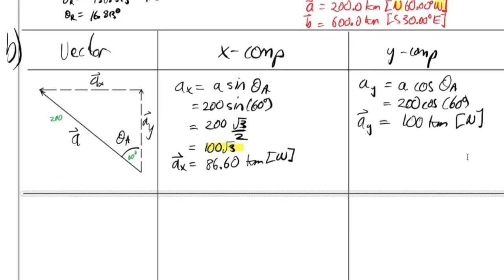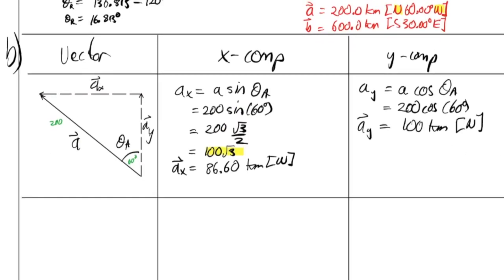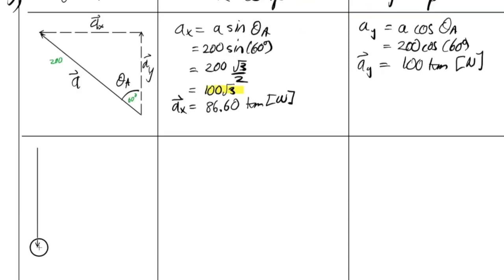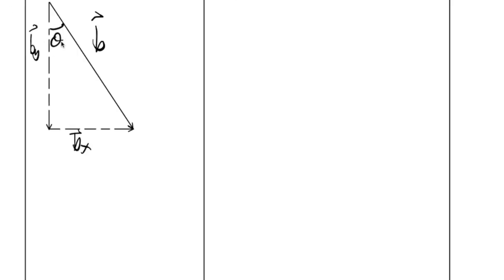Now B. So vector B, let's look at the components. South, then east. So start south, go east, and that vector right there, that was our vector B. These are our components. So that's our vector B. That's BY. That's BX. And that is theta B. This has a magnitude of 600. This here has an angle of 30 degrees.